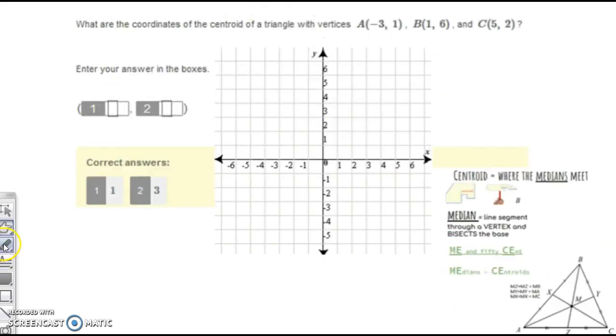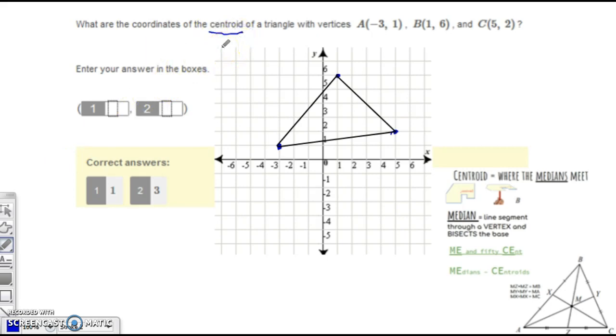Okay, so to our quiz questions. The first one says, what are the coordinates of the centroid of a triangle with these vertices? Okay, so y'all know I love graphing, so I went ahead and put a piece of graph paper in here, and I'm going to start off by plotting my points. So let me go ahead and draw this triangle. And I'm trying to figure out the centroid.